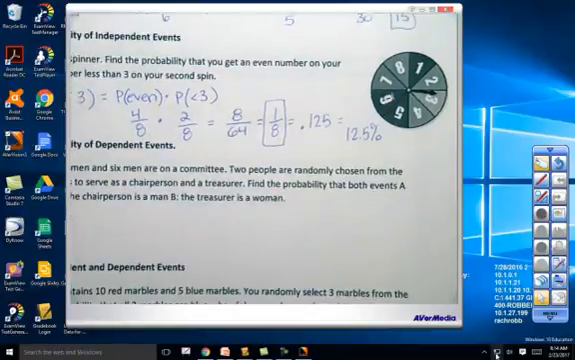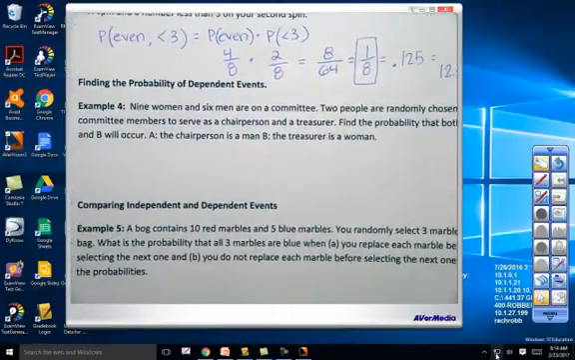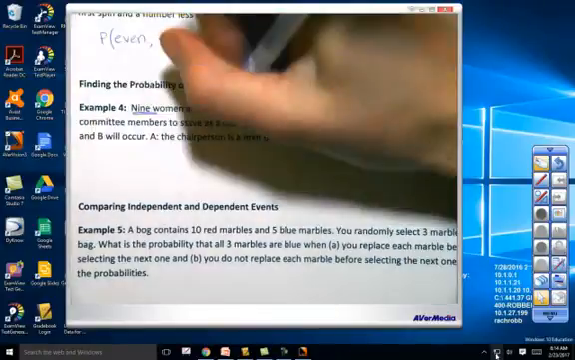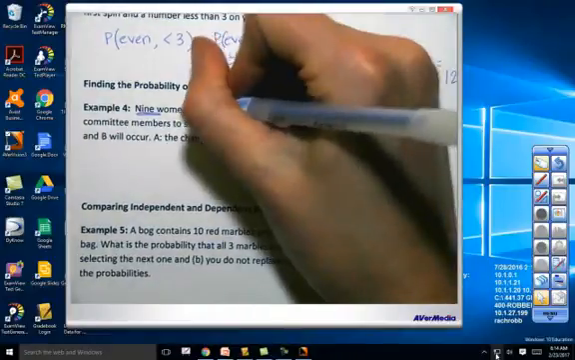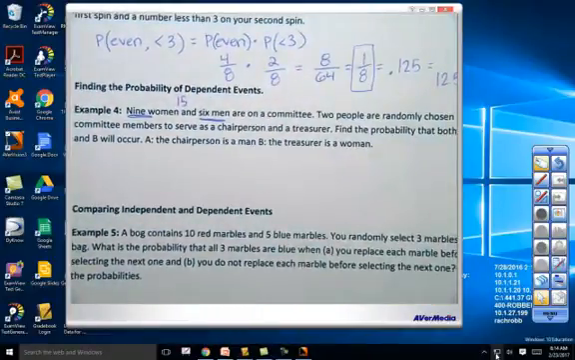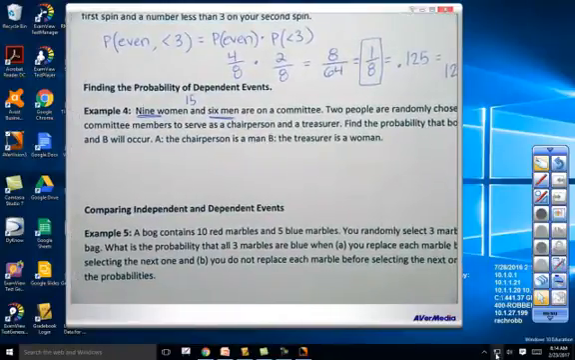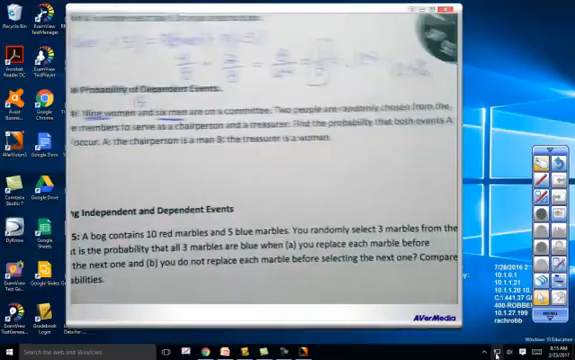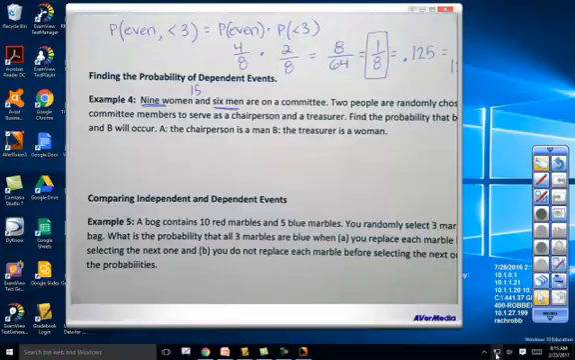Okay, number 4 says 9 women and 6 men are on a committee. How many people are on our committee total? 15. It's usually helpful to do that as you're reading your problem. 2 people are randomly chosen from the committee members to serve as chairperson and treasurer. Find the probability that both events A and B will occur if we let A be the chairperson is a man and B the treasurer is a woman.